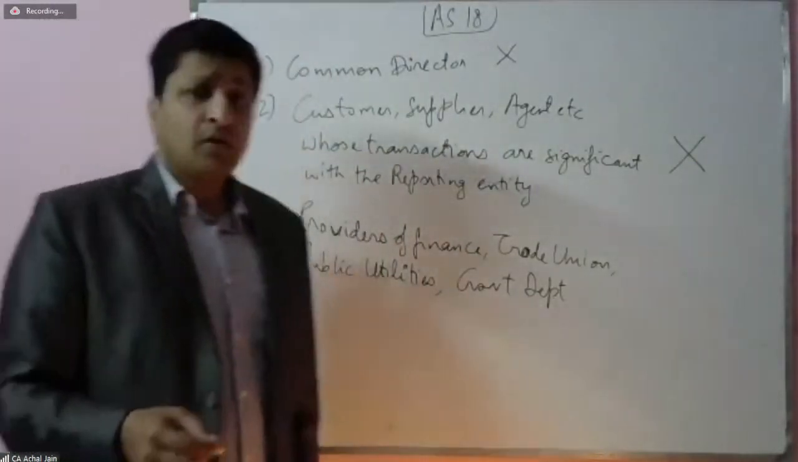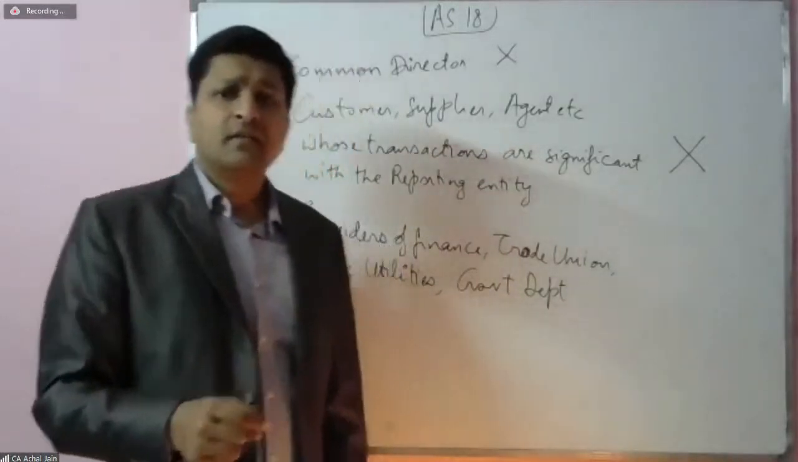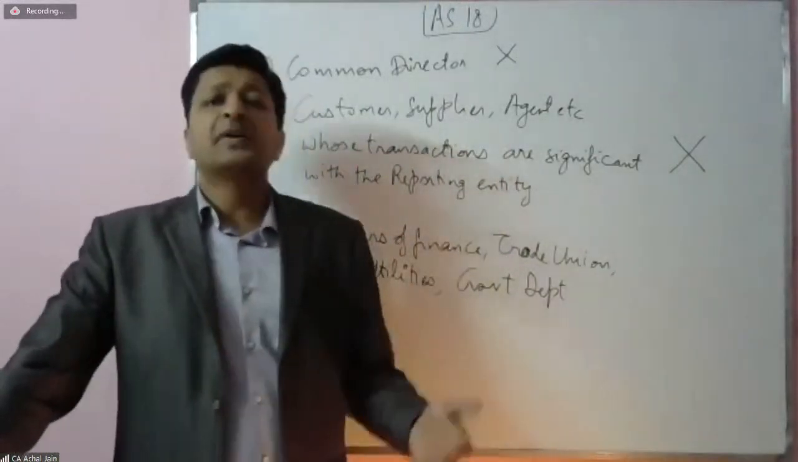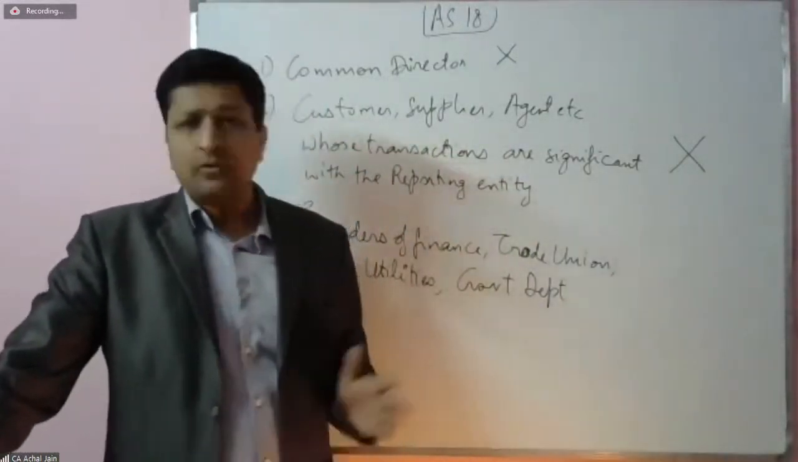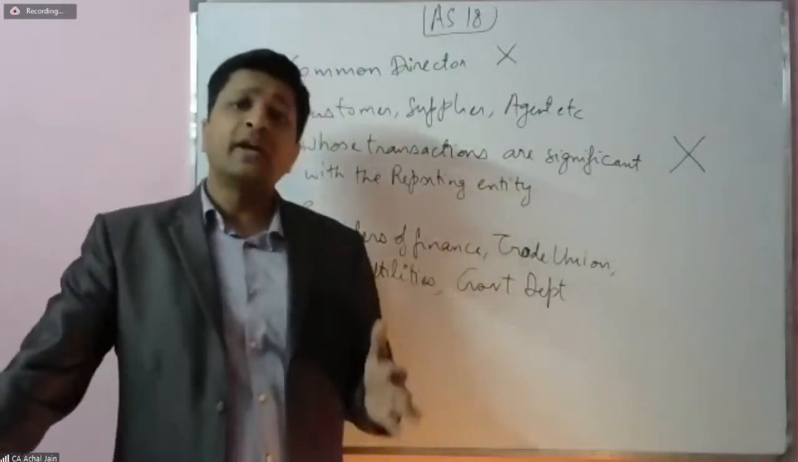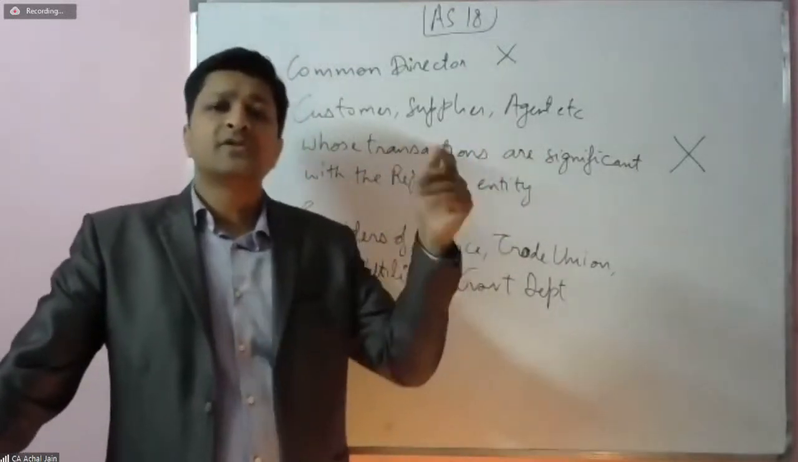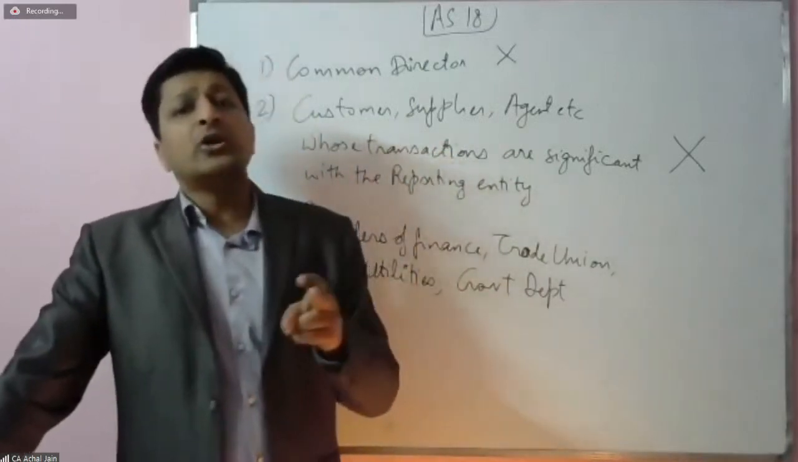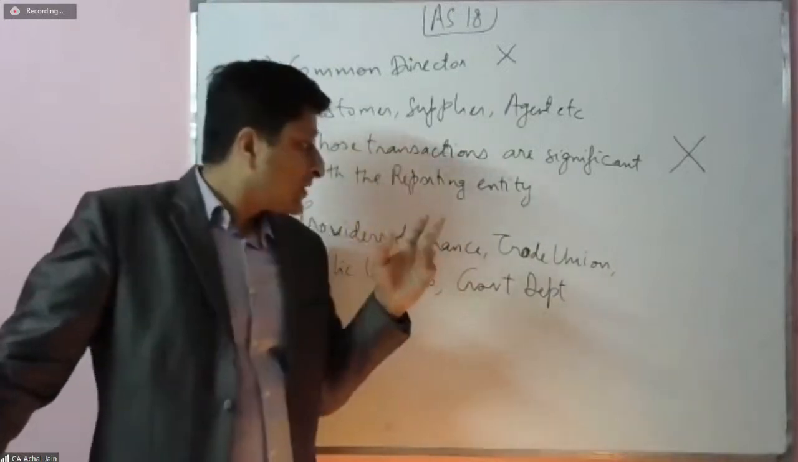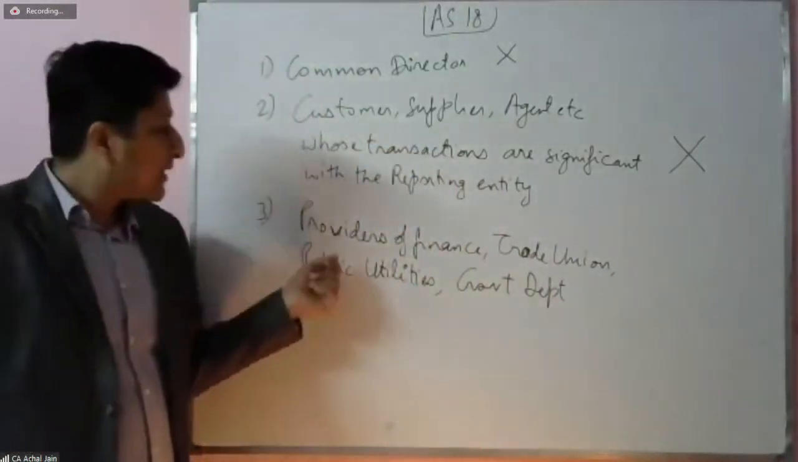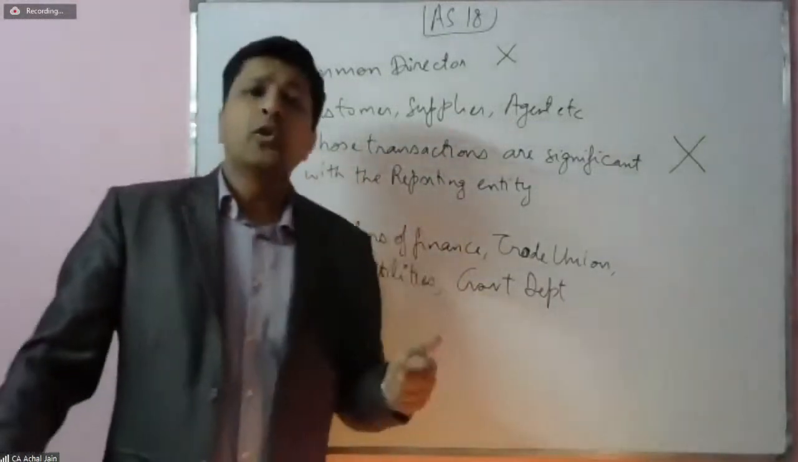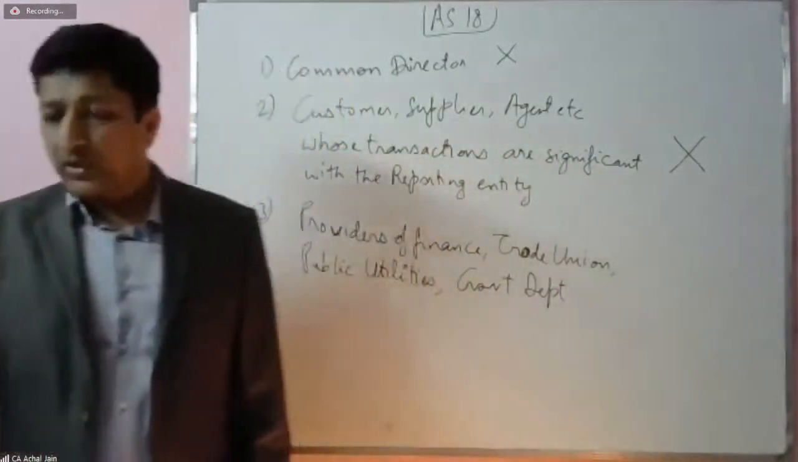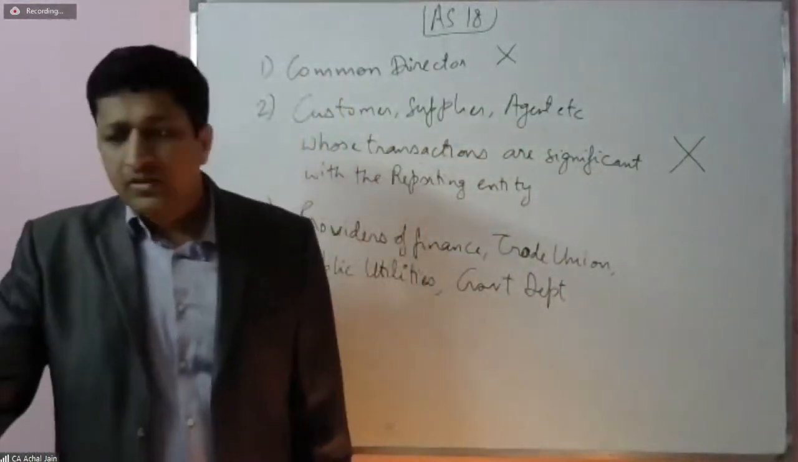So now, what are we trying to understand? Let's suppose there is a trade union. Just because it's a trade union, will it become a related party of the reporting entity? No. A trade union has to meet one of the criteria of related party relationships in A to E. Just by being a trade union, we will not call it a related party. Just by being a public utility, or a provider of finance, we will not make that provider of finance a related party of the reporting entity. Clear on this?